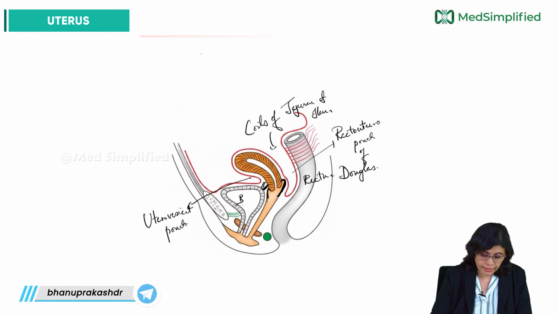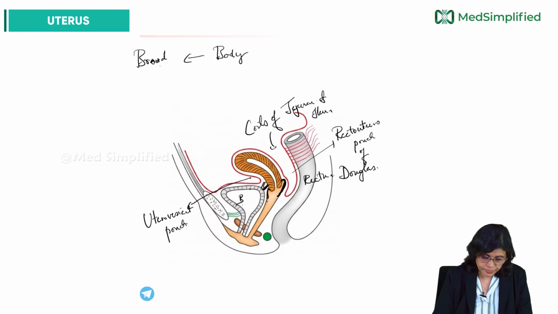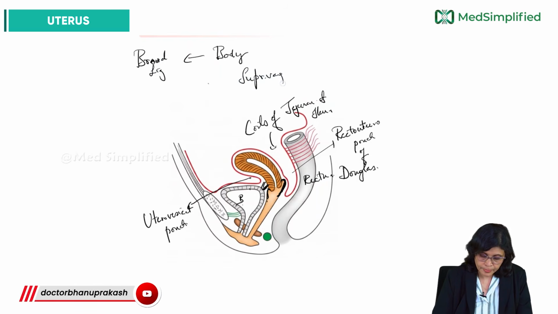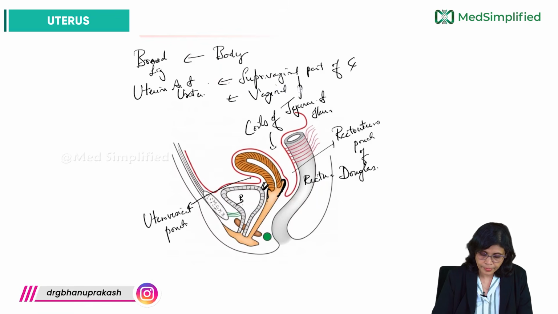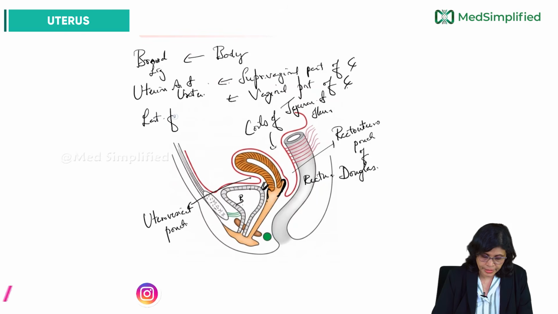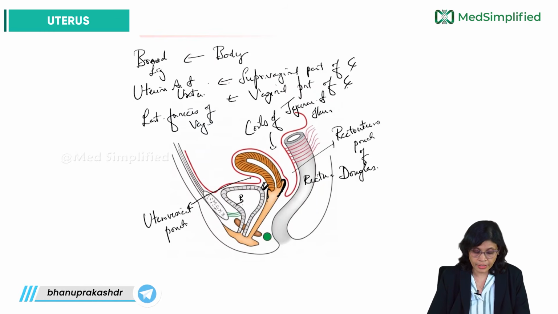So laterally, the body will be related to the broad ligament, the supravaginal part of the cervix will be related to the uterine artery and ureter, and the vaginal portion of the cervix will be related to the lateral fornices of the vagina. So that is the relations of the uterus.